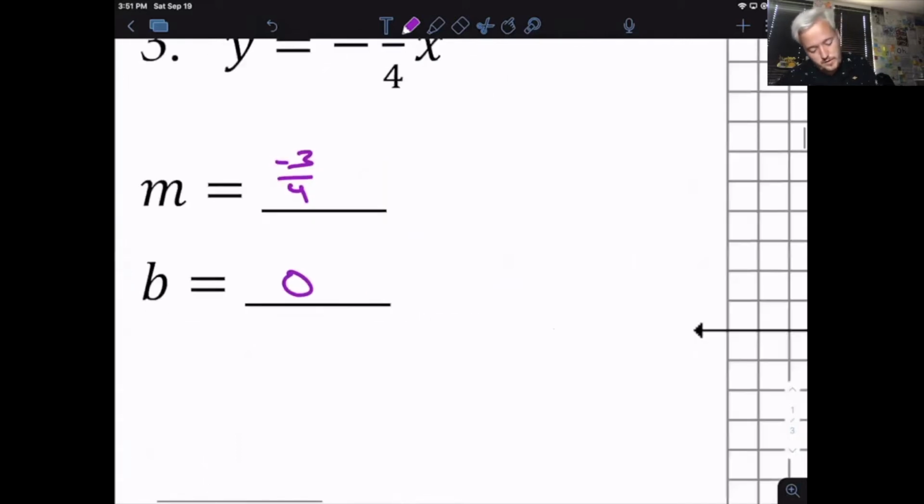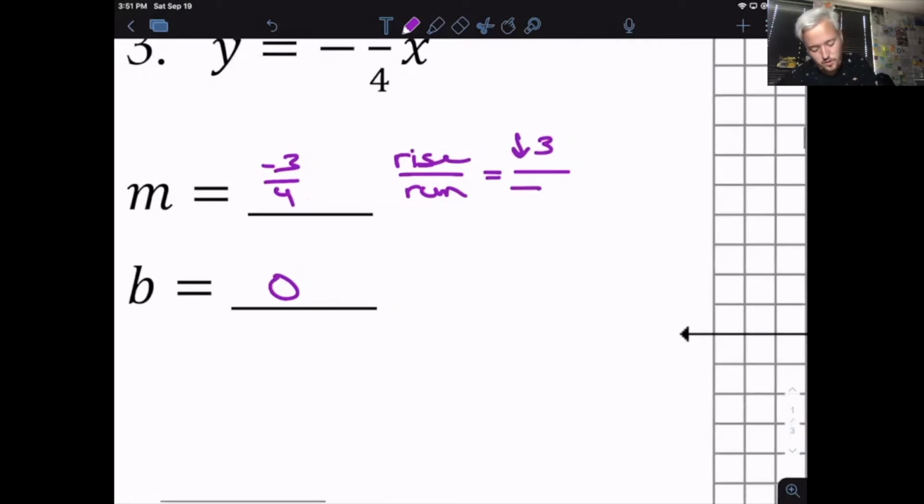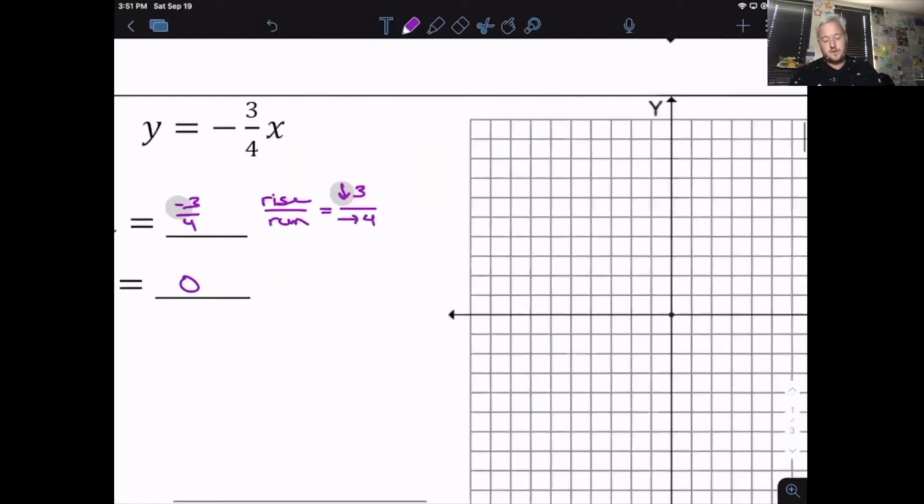So when I say rise over run, it's a little bit different. So now we're going to go down 3 because it's negative, but we're still going to go right 4. So we take care of this negative when we go down. We never will go left unless we're trying to go the other way. So you're always going to go right. All right, so I'm going to start at 0, 0 again.